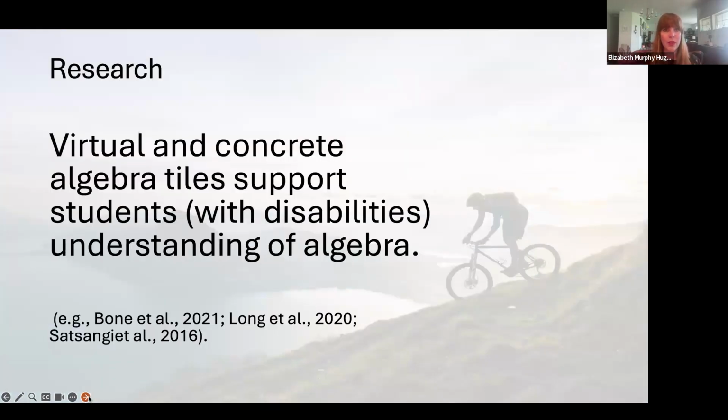Okay. So research shows that both concrete and virtual manipulatives, and specifically algebra tiles, which is what we're going to be focusing on today, support conceptual and procedural understanding for students with and without disabilities. Essentially, they're good to use. Research supports using manipulatives and representations.